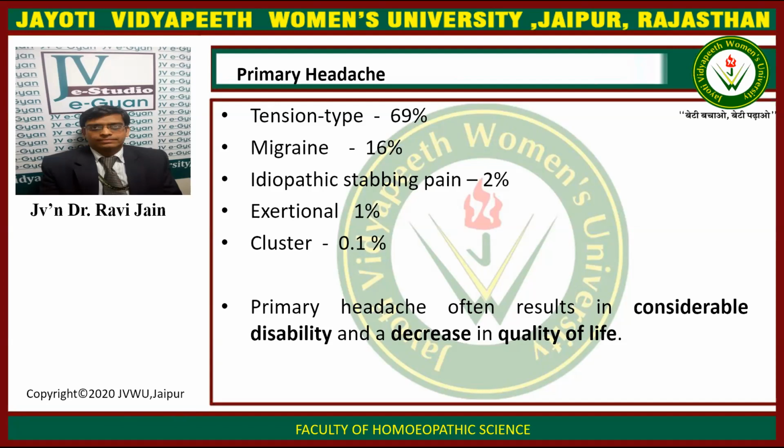Cluster headache. This occurs in only 0.1% of the cases, but the pain is very severe. There is unilateral pain on one of the eyes, and there is great severity of the pain that is experienced by the patient. उसे ऐसा लगता है कि मर जाए तो अच्छा, इतना severe.